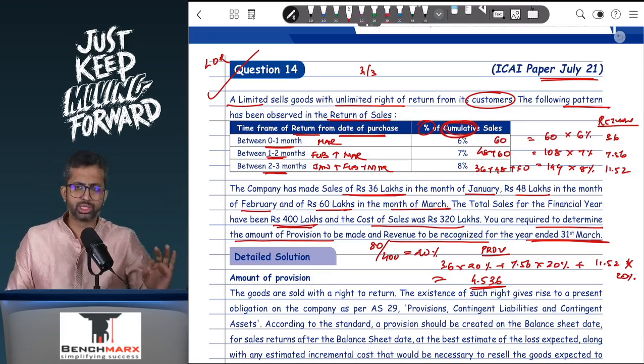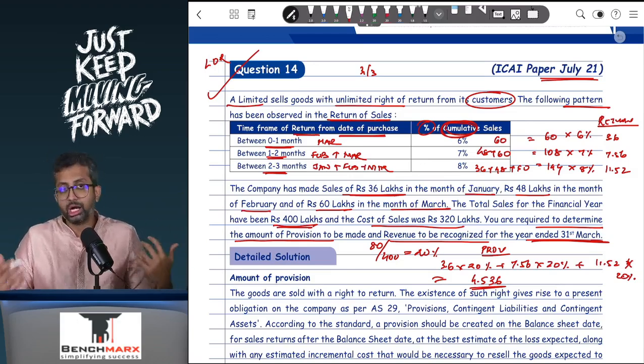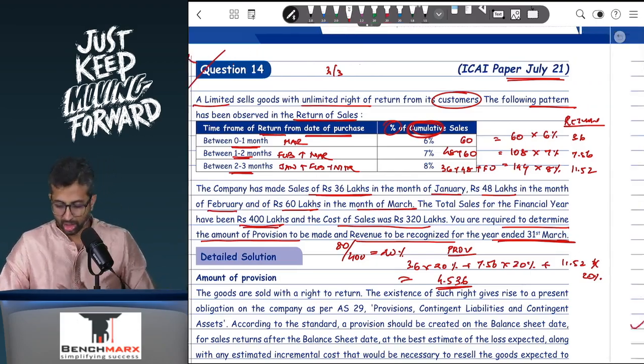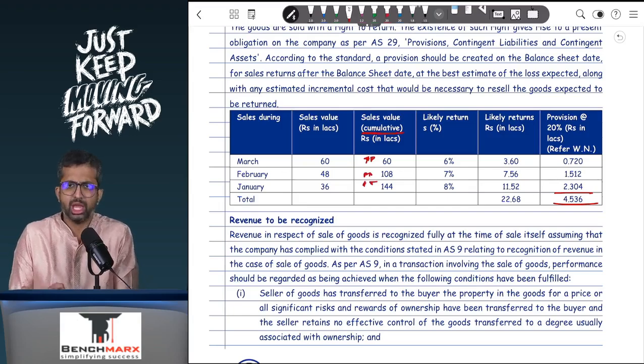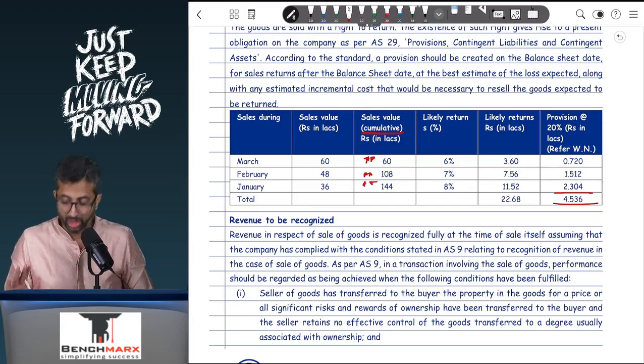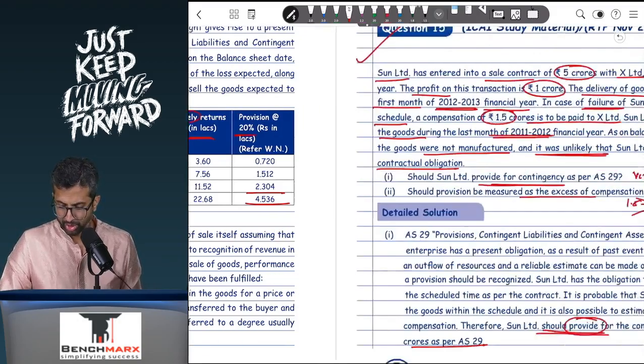Currently, you will not adjust the sales or COGS because these goods are sold and the customers have not yet returned it. It is as per the institute solution. So over here you can see 4.536. First, you will have to find the cumulative sales value. Sir, we have not done this earlier because in none of the sums were we given cumulative sales value. You were given the sales value of each month. Here, percentages of cumulative sales. Likely return percentage and hence likely returns, but they have not currently been returned. And 20% of that will be your provision.